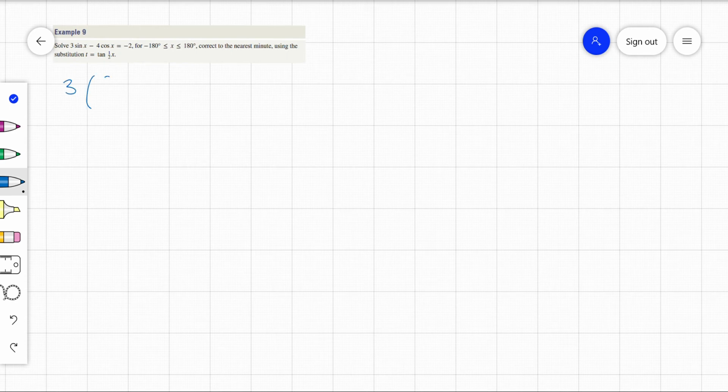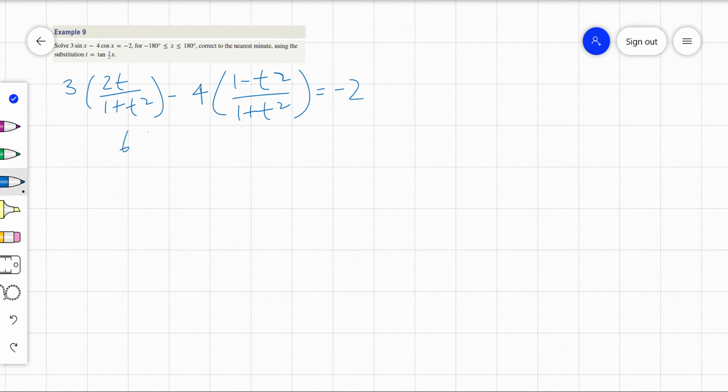So I've got 3 lots of sine t, 2t on 1 plus t squared, minus 4 lots of cos, 1 minus t squared on 1 plus t squared. Alrighty, so we've got 6t minus 4 plus 4t squared equaling minus 2, and I'm timesing both sides by 1 plus t squared, so minus 2 minus 2t squared.